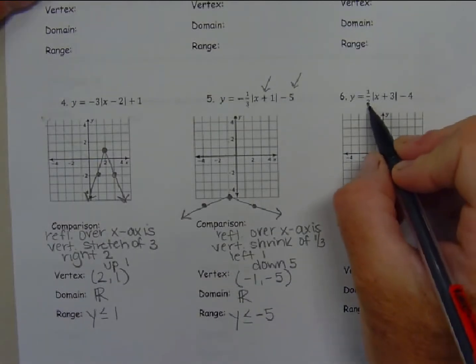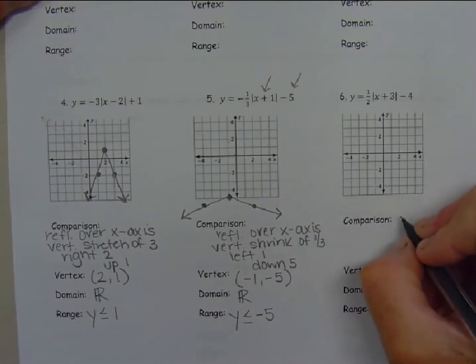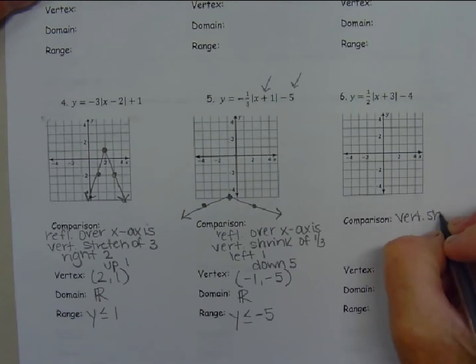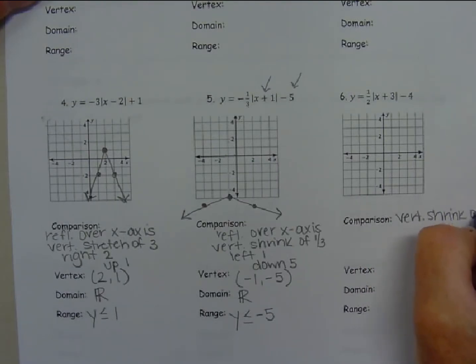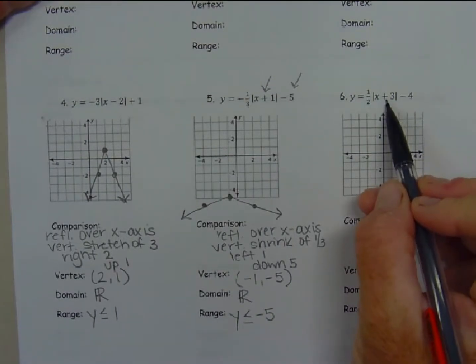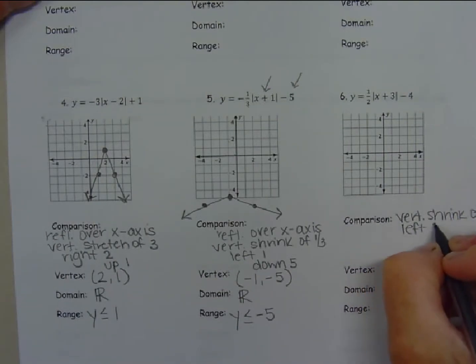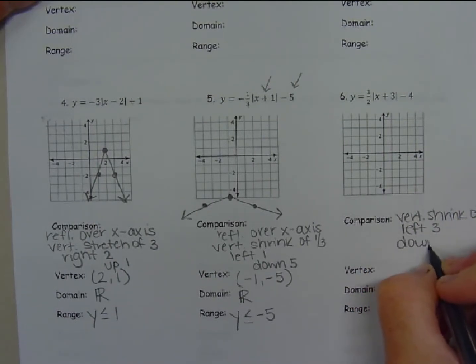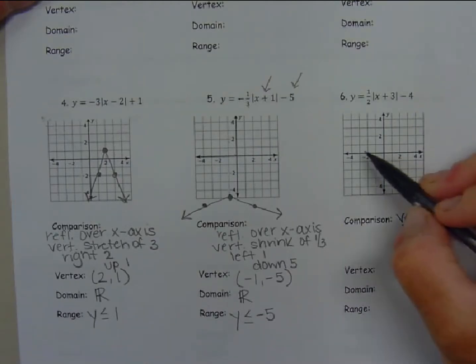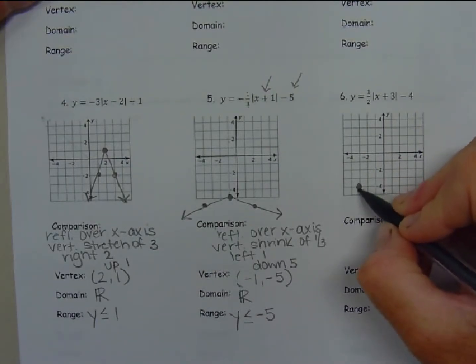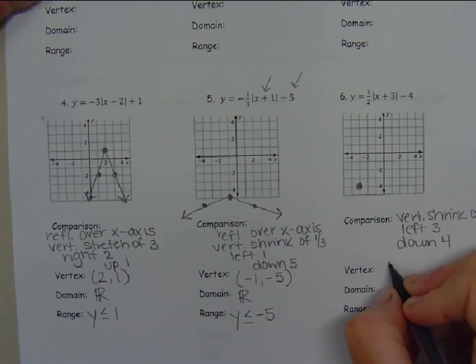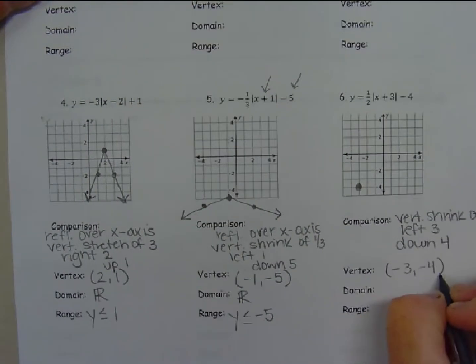Last one. First thing I come across is a 1/2, so that is a vertical shrink of 1/2. Plus 3 inside is left or right. When you're adding, because it's plus, it'll be the opposite, which will be left 3. Minus 4 is down 4. So my vertex moves left 3, down 4. So my new vertex is -3, -4.